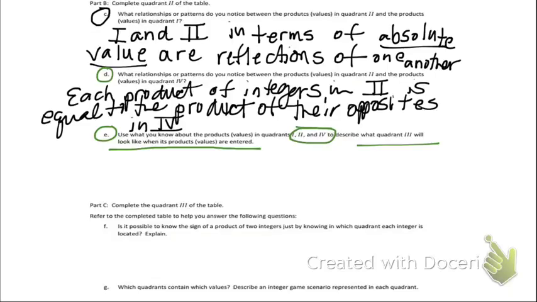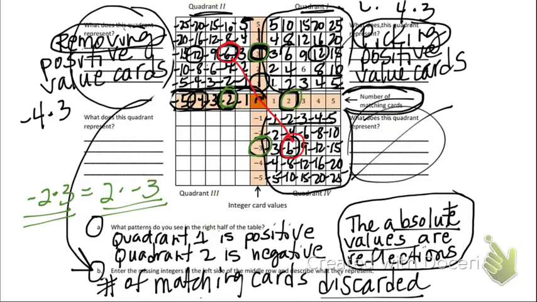Okay, so if you go back and look at the table without quadrant 3 filled in, you could see a couple of things. First of all, you see a pattern building. Quadrant 1 has all positive values, quadrant 2 has all negative values, quadrant 3 we don't know, and then in quadrant 4 they're all negative again.